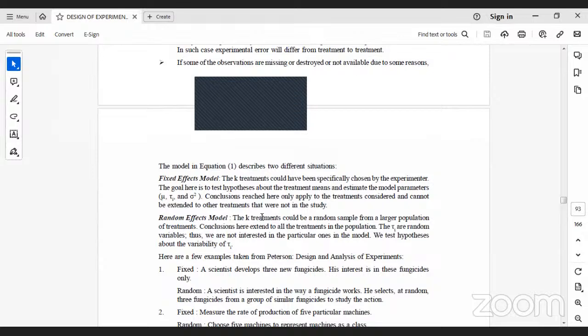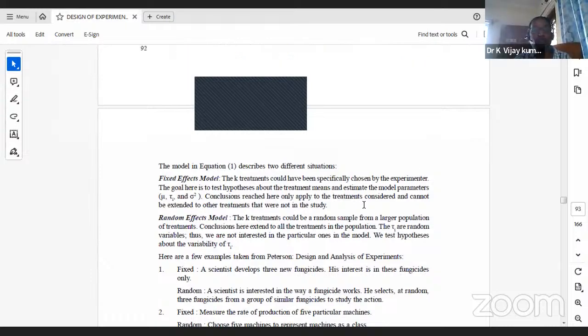The k treatments could have been specifically chosen by the experimenter. The goal here is to test hypotheses about the treatment means and estimate the model parameters mu, Ti and sigma square. Conclusions reached apply only to the treatments considered and cannot be extended to treatments that were not in the study. You have to see that.